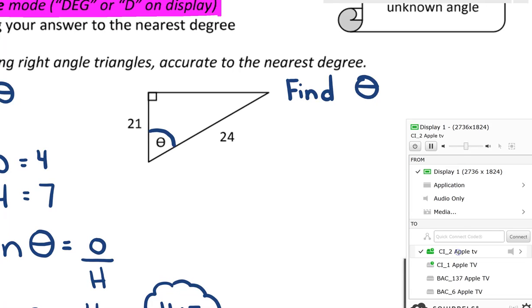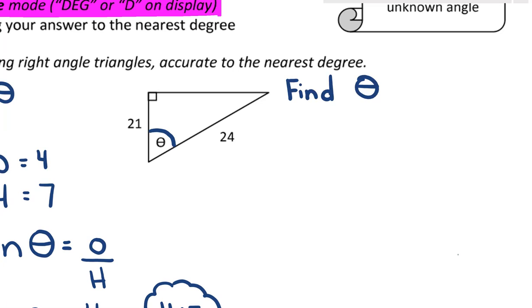Okay? So when we're looking for that angle, it means we need to label our sides. I know it's dead, it's going to come back up. So I want you guys to label your sides. And when I say label your sides, I'm looking for an H, an O, and an A. Go, label your sides.